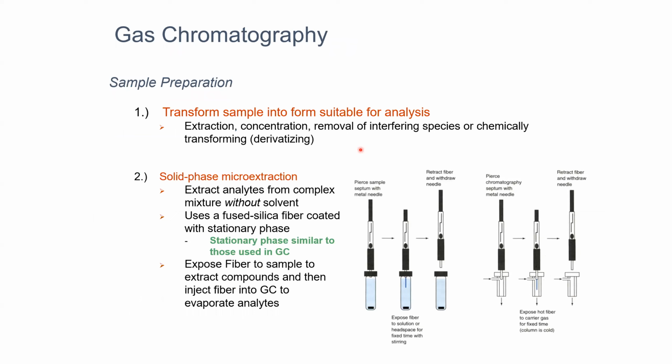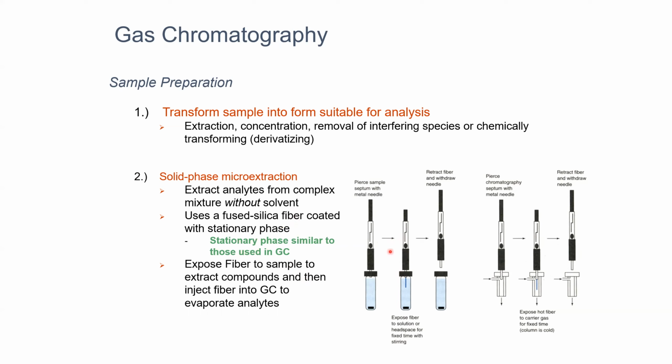So sample preparation. This is used to transform the sample into a form suitable for analysis. So we want to extract, concentrate, and remove interfering species or chemically transform species. So we want to avoid derivatization inside of the column. One of the ways that we can do this is through solid phase microextraction. So we extract analytes from the complex mixture without solvent. And this uses a fused silica fiber coated with a stationary phase. And the stationary phase is similar to those used in gas chromatography.